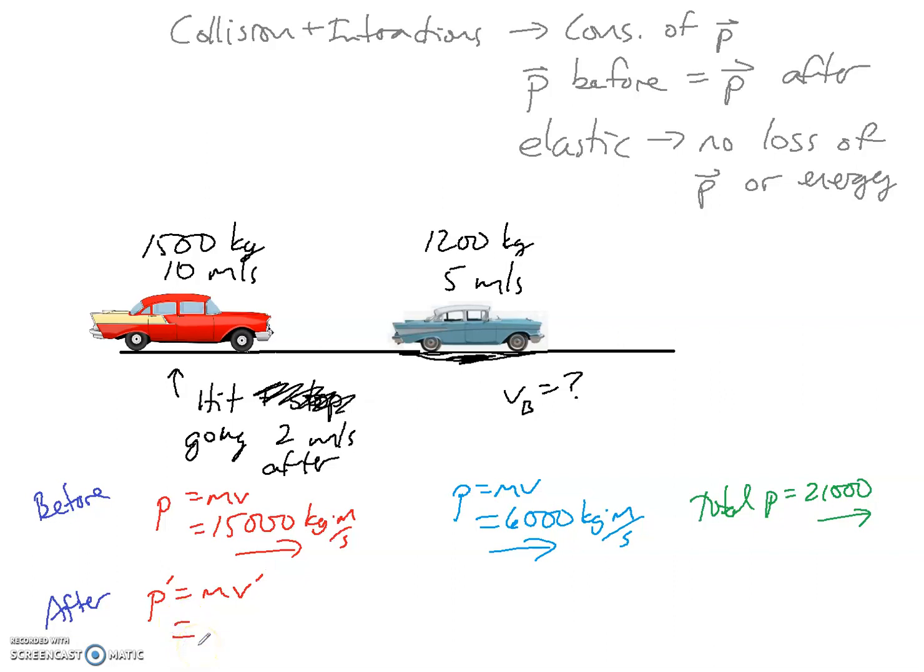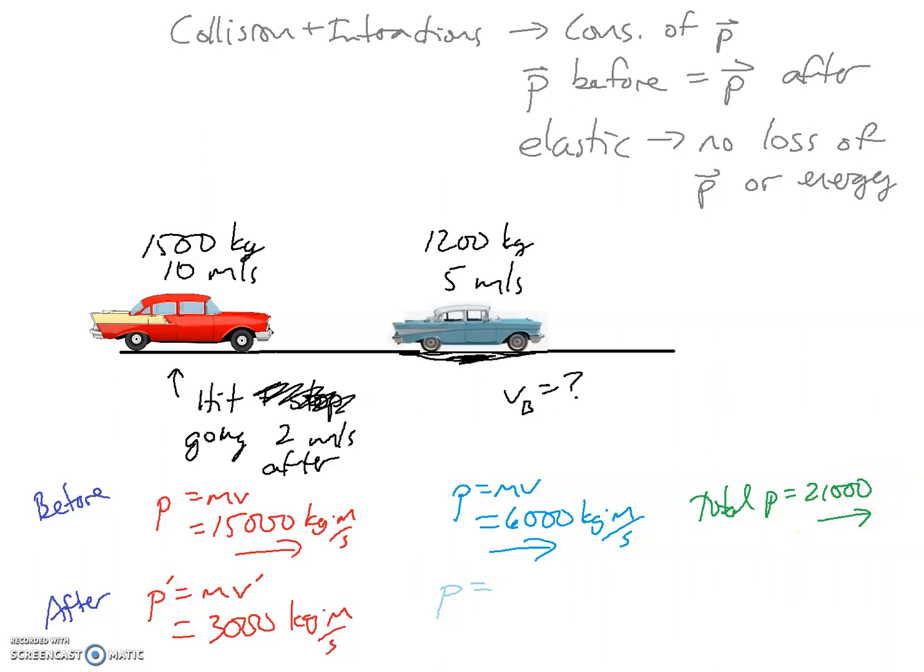Anyway, so I've got the mass, 1,500. The v afterwards is 2. Multiply those together, you've got 3,000 kilogram meters per second. Momentum for the other car, I don't know. I don't know what that one is right there. But I do know that my total has to be 21,000.